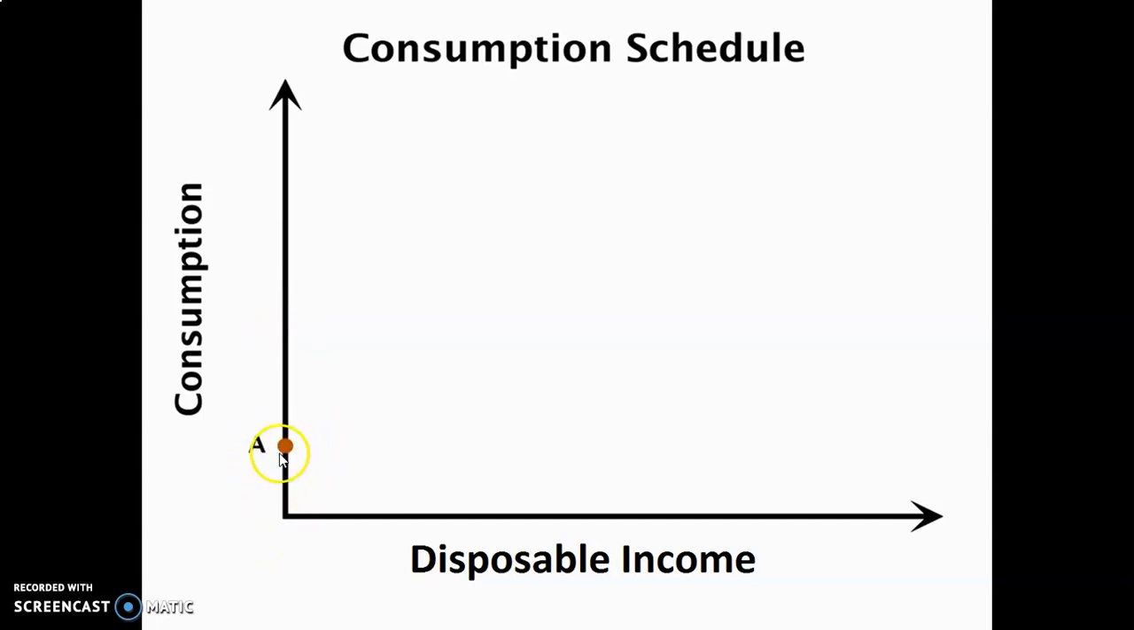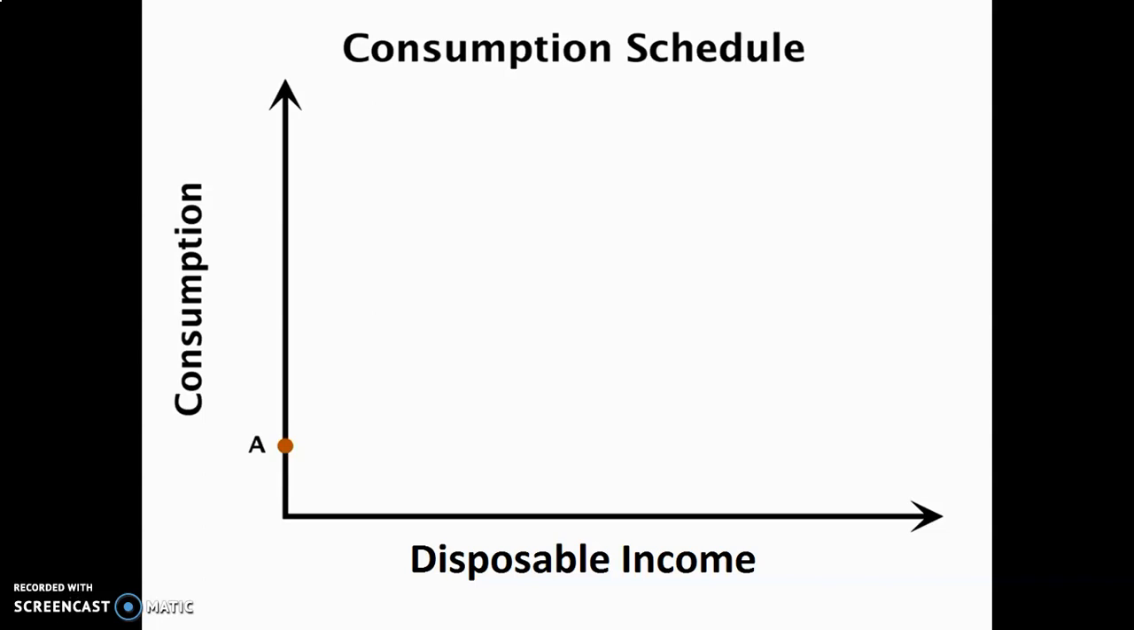Now, why on earth is it right here instead of down here at the origin? If your income is 0, shouldn't consumption be equal to 0? Well, remember, we're in the short run here. We're not in the long run. In the long run, if you have no income, you have no consumption, you're probably going to end up dead. Of course, Keynes has his famous expression, in the long run, we're all dead. But remember, we're dealing in the short run.